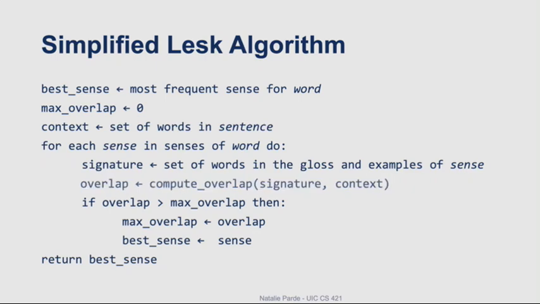We then find the number of words in common between the signature and the context, ignoring stop words. We check to see if overlap is greater than our current maximum overlap, and if it is, we assign this overlap as our new maximum overlap and this sense as our new best sense. When the loop terminates, we return the best sense.